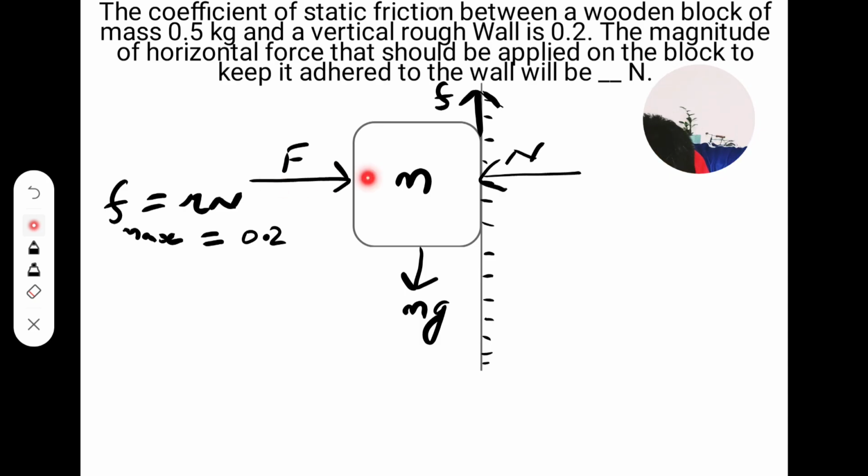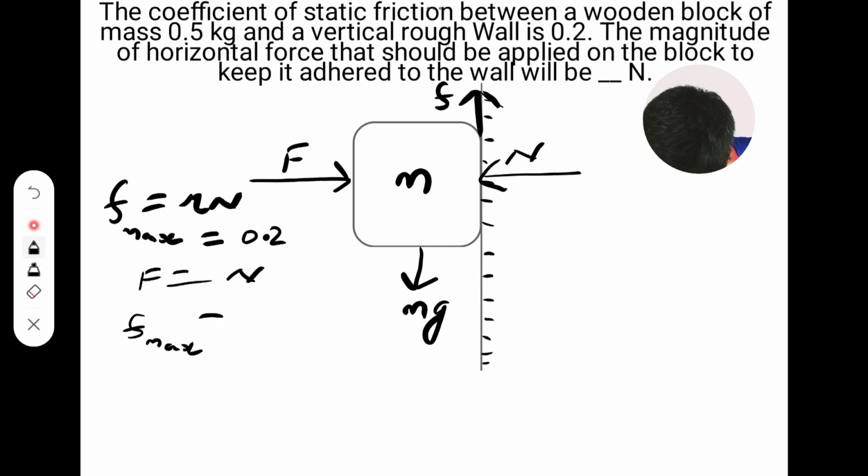See here, F is acting in this direction and normal reaction is acting in this direction. This force and this normal reaction will cancel each other and then net force in horizontal direction will be 0. It means that F should be equal to N. So in normal you can substitute F. So frictional value, maximum frictional force value, you will get 0.2 N, okay.